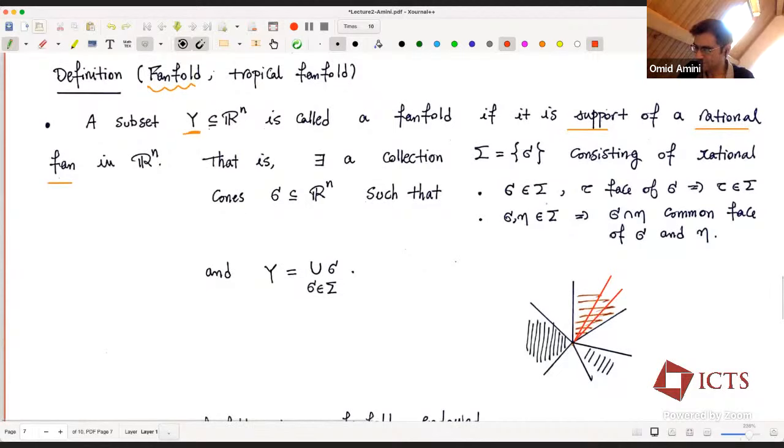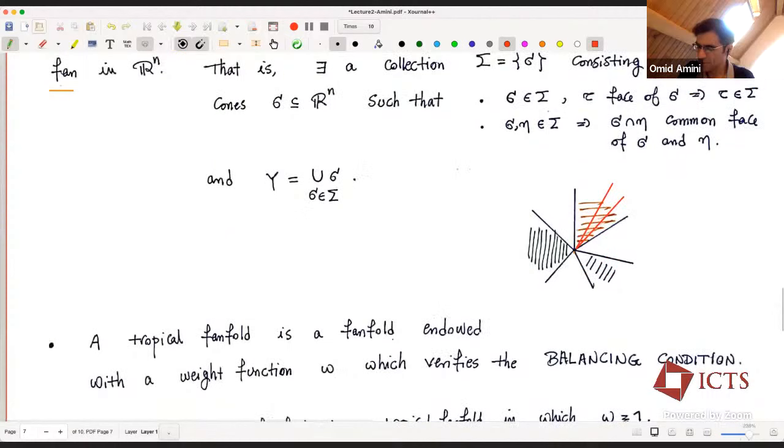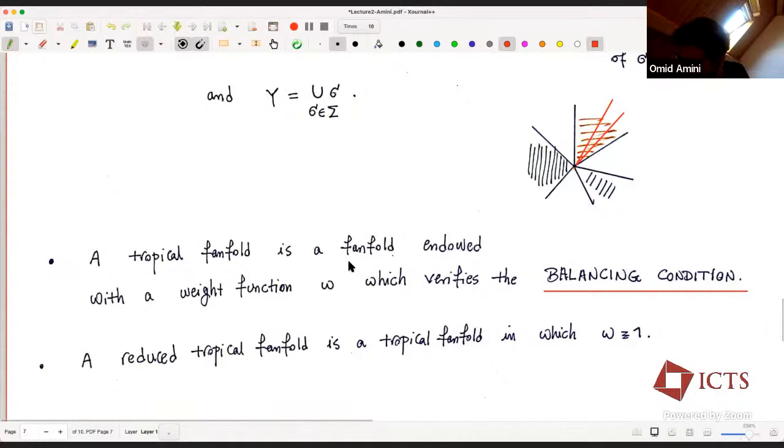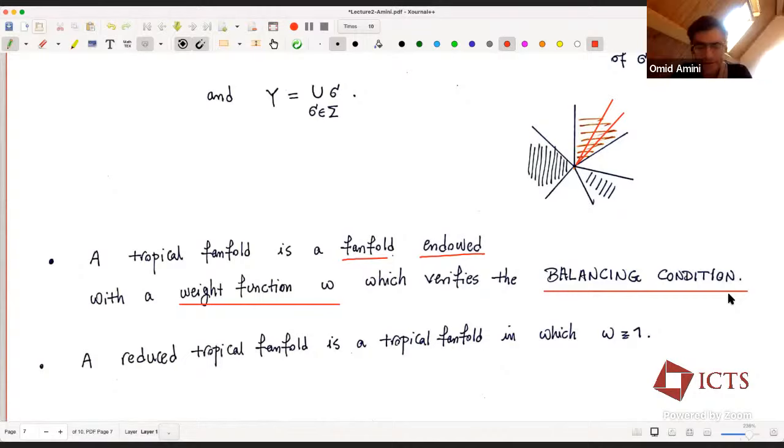What is important is this subset of R^n. So this is a fanfold, but a tropical fanfold is a fanfold which remembers some properties of the tropicalizations of subvarieties. This is captured in the following important property of the fanfold, which comes from geometry and is called the balancing condition. A tropical fanfold is a fanfold which can be endowed with a weight function omega, which is supposed to verify the balancing condition. I will say exactly what this balancing condition means in the next slide. Usually this weight function is supposed to be equal to one. In this case, it is called a reduced tropical fanfold. In the next two lectures, I am going to suppose that the weight function is equal to one.